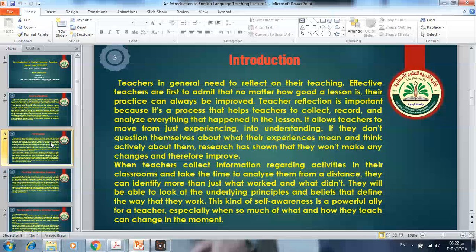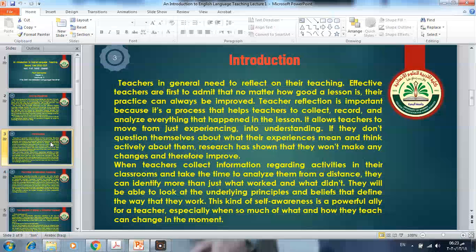Of course, effective teachers are first to admit that no matter how good a lesson is, their practice can always be improved. So the good teachers are the first ones to admit that, regardless of how good their lessons are, they always need to work on improving them, no matter whether the lesson is good or not that good.